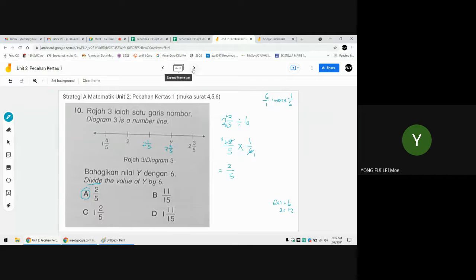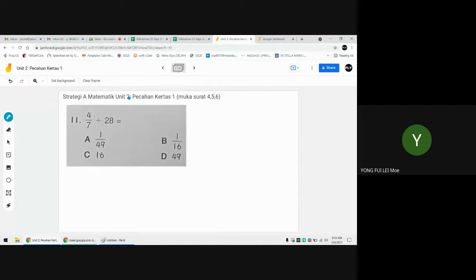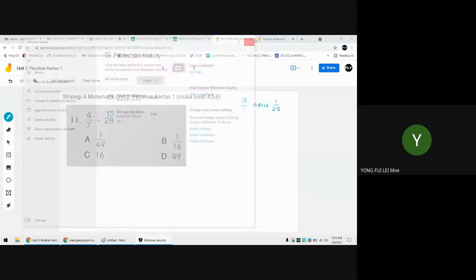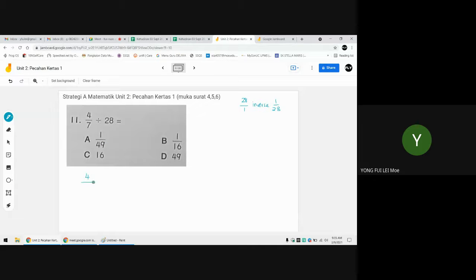So I'm going to do the next one, 11. Right now we have reached number 11, same thing. Divide by 28. 28 is also 28 over 1. When you inverse it, it will become 1 over 28. So this one will be 4 over 7, times will become multiply, inverse 28. When you inverse it, it will become 1 over 28.